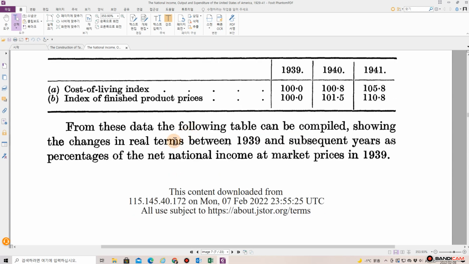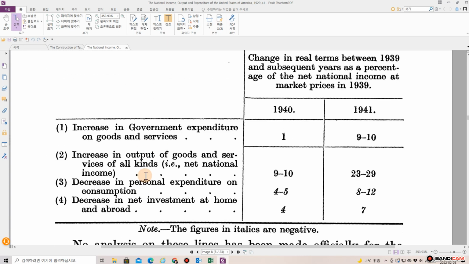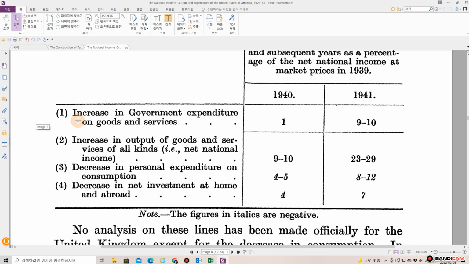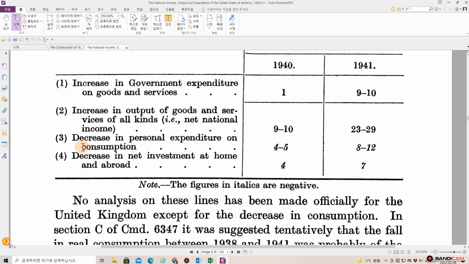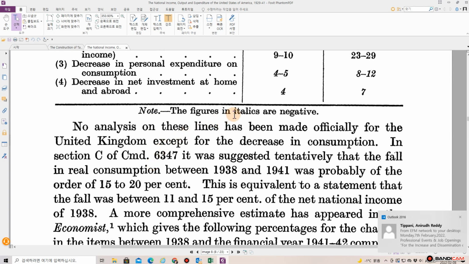From these data, the following table can be compiled, showing the changes in real terms between 1939 and subsequent years as a percentage of the net national income at market prices in 1939. 1940 and 41: increase in government expenditure on goods and services, 1 and 9 to 10%; increase in output of goods and services of all kinds, i.e. net national income; decrease in personal expenditure on consumption; and decrease in net investment at home and abroad. The figures in italics are negative.